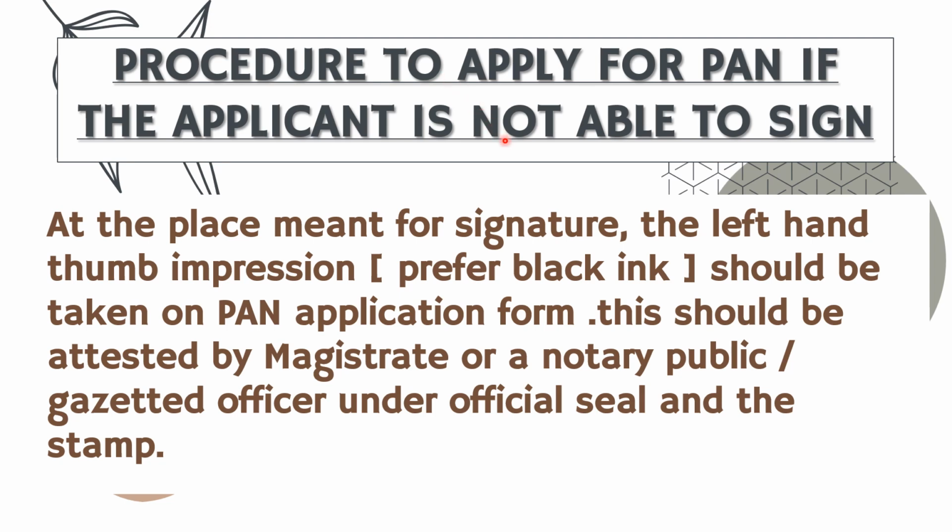Procedure to apply for PAN if the applicant is not able to sign. In case the applicant does not know how to sign, he should give the left hand thumb impression, preferably in black ink. It should be given on the PAN application form. But this thumb impression has to be attested by the magistrate, the notary public or the gazetted officer with his due official seal and stamp.